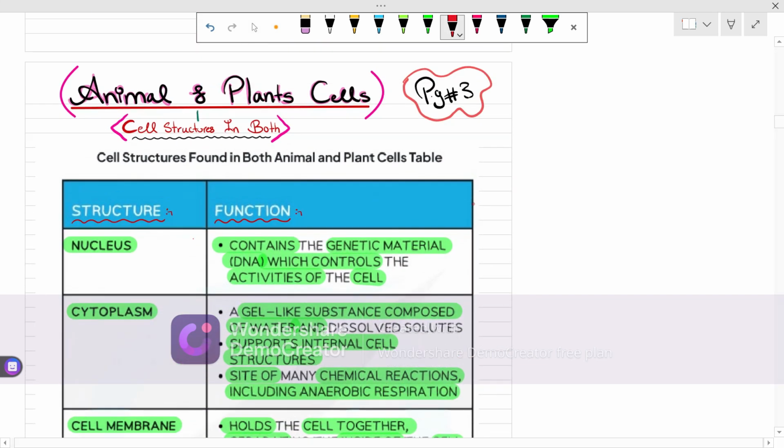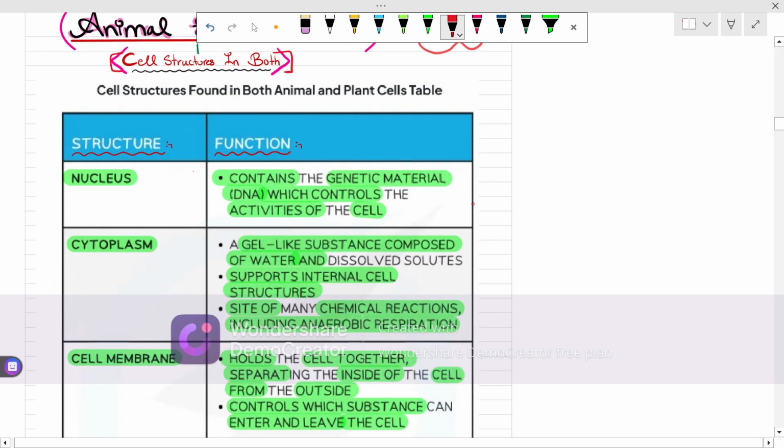Alright, now let's go through some cell structures that are present in both animal cells and plant cells. So these are like the common structures that are present in both. The first one is nucleus. Nucleus contains genetic material and DNA. DNA stands for deoxyribonucleic acid, which controls the activities of the cell. It's like the brain of the cell.